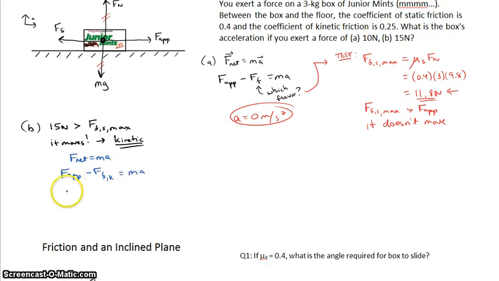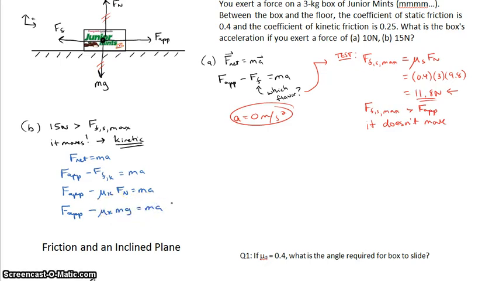I happen to know that my applied force is 15 newtons. They told me that. Actually, let me not throw in any numbers yet. My applied force is just my applied force, but I know that friction, this term of friction, is really mu sub k times the normal force. That equals ma. And even more than that, I know that this term can be unpacked to be mu sub k times mg, right? Because that's what my normal force is equal to.